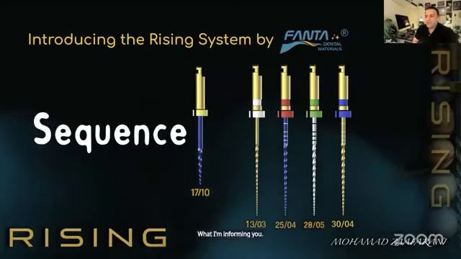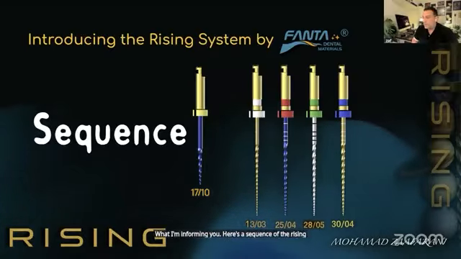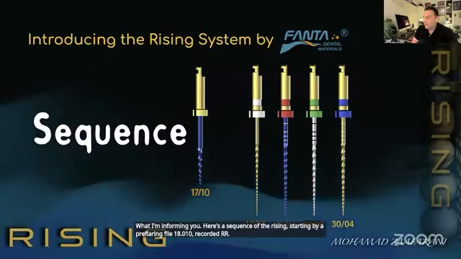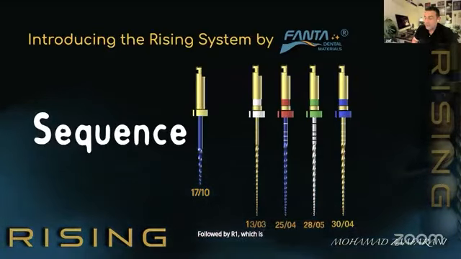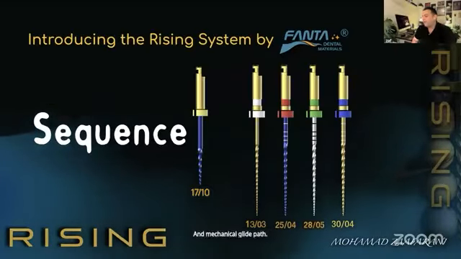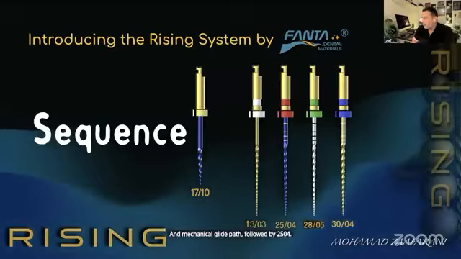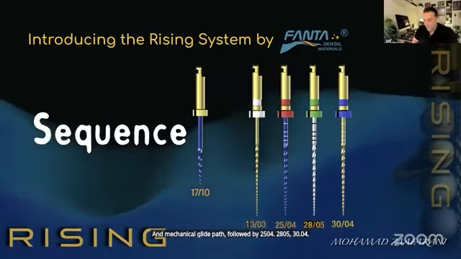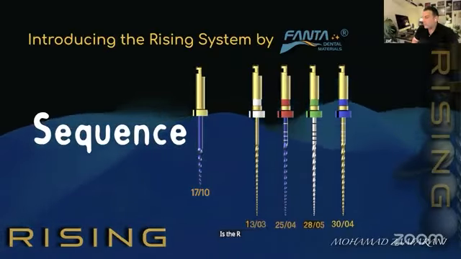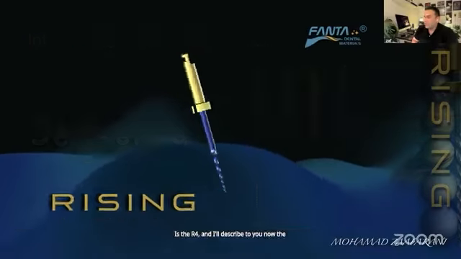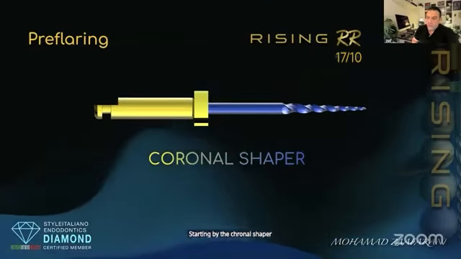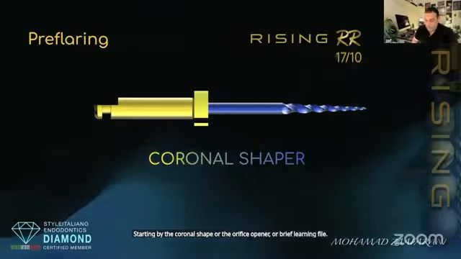Here is the sequence of RISE, starting with the pre-flaring file 18/10, which we call RR, followed by R1, which is 13/03, and this size is like magic in mechanical glide path, followed by 25/04, 28/05, and 30/04. 30/04 is the R3, and 28/05 is the R4, and I'll now describe the importance of each file in each specific situation.